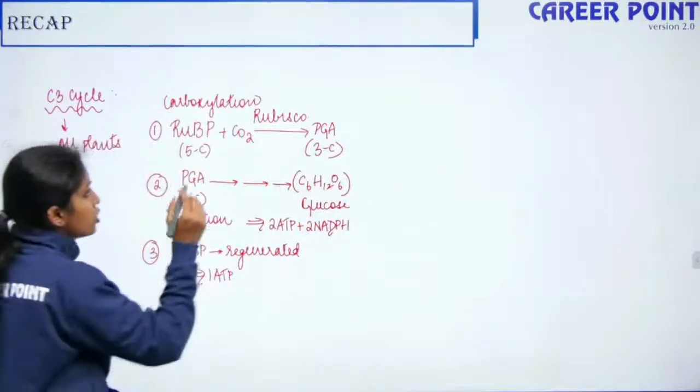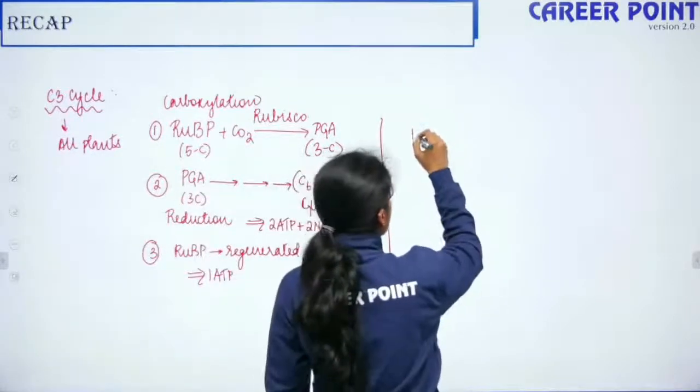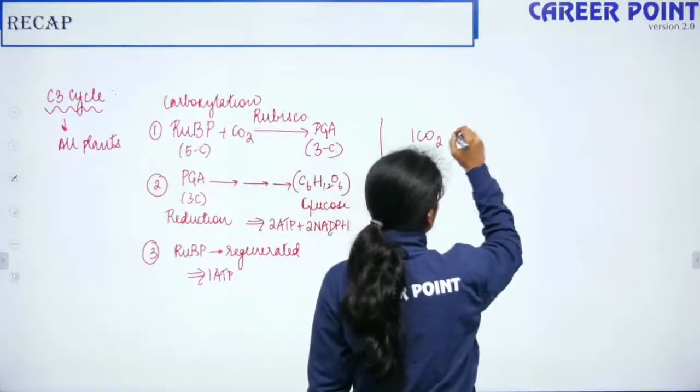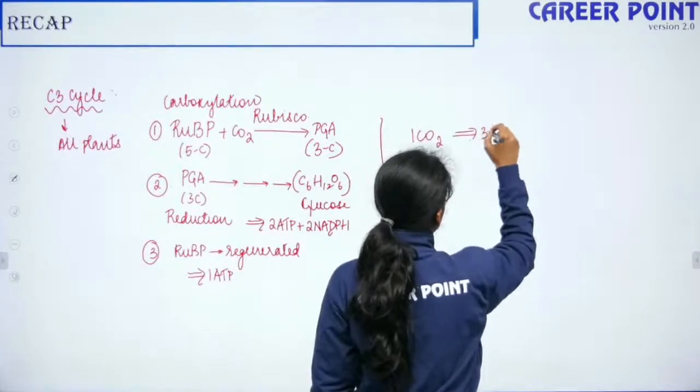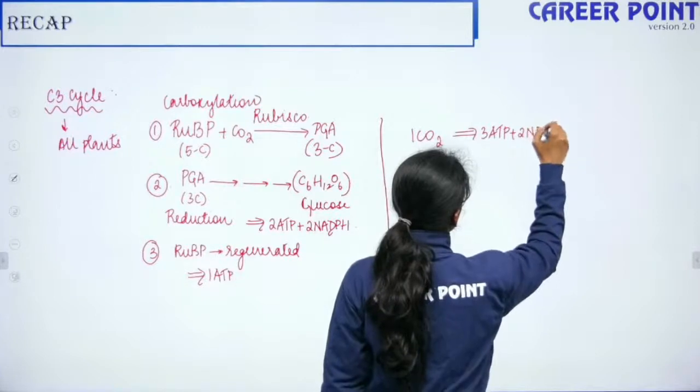So what is the total ATP requirement here? For one molecule of carbon dioxide, you have a total of 3 molecules of ATP plus 2 molecules of NADPH.